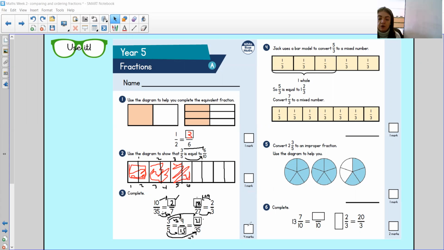So for each box that you got right, you can write your numbers in the boxes. This one here then, how many parts, how many thirds will make a whole? Well, I know that those 3 will make one whole. Those 3 will make another whole, and then I've got 1/3 left, so the answer should be 2 and 1/3. There you go. Question 5 then, convert 2 and 3/5 into an improper fraction.